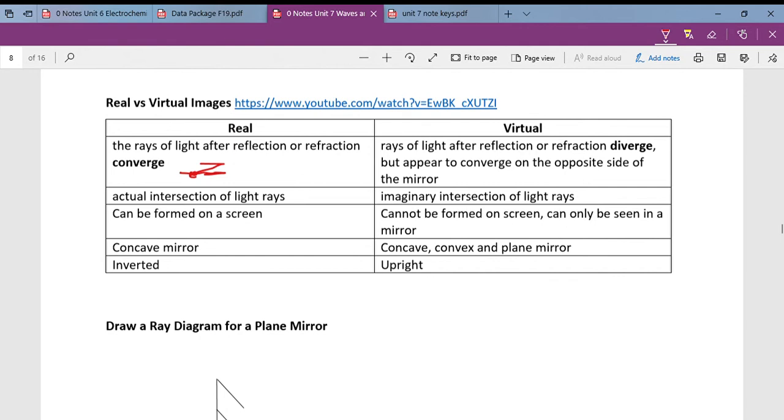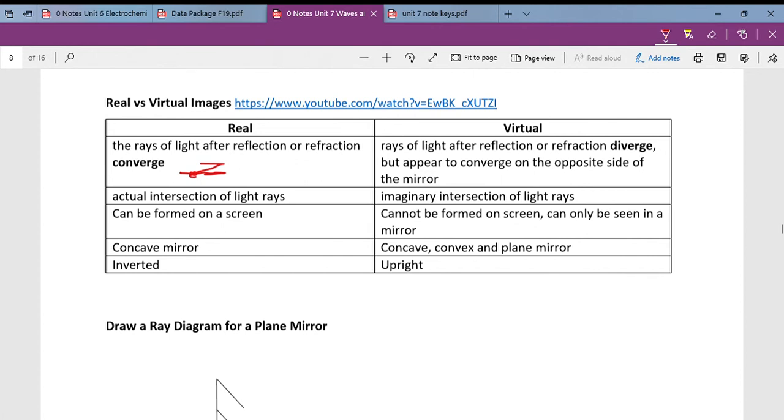so let's say I had a candle in front of a mirror, which one of these videos that you watch will actually do for you. But if you put a candle in front of a mirror and you held up a piece of paper on the same side as the candle, you could get an image of that candle to appear on the piece of the paper. But what you're going to notice is that it's going to be an inverted image, meaning it's going to appear upside down.